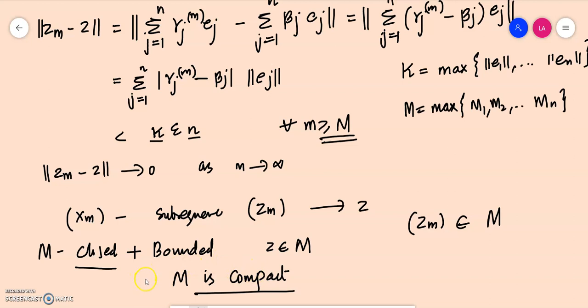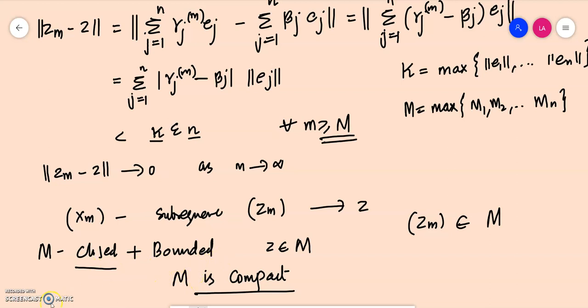So we have established that in the case of a finite dimensional normed space, M is closed and bounded implies M is compact, and in the general case, M is compact implies closed and bounded. So to sum up, for general normed spaces, M is compact implies it is closed and bounded. For a finite dimensional normed space, M is compact if and only if M is closed and bounded. This is what we have established.